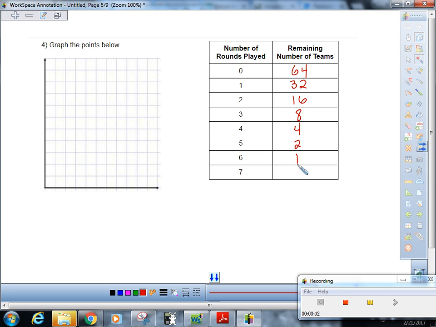Well, this doesn't make sense in the basketball analogy, but that would be the next math number, okay? That's what the pattern suggests.